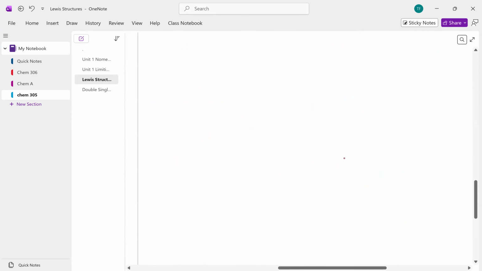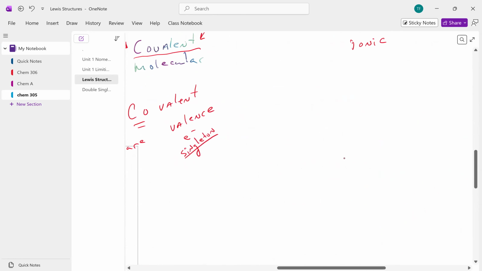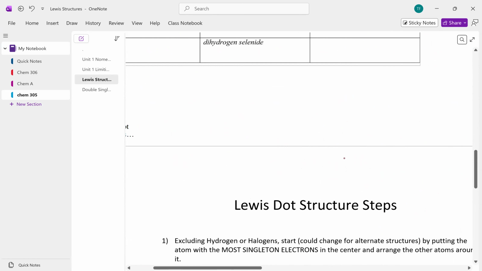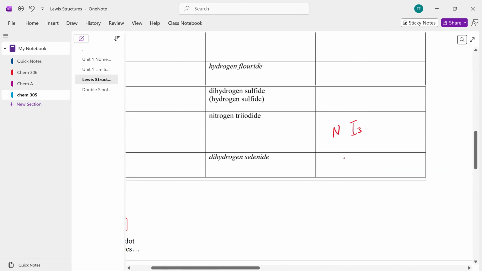Okay, so which has the most singletons, nitrogen or iodine? Nitrogen. Didn't you say it had 3? Yes, exactly. Okay. So that's going to be in the middle.